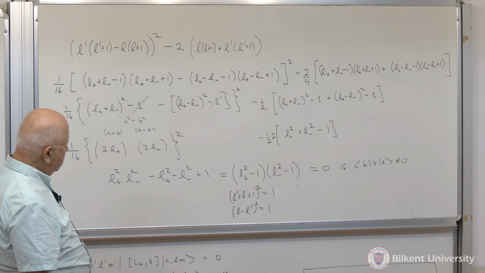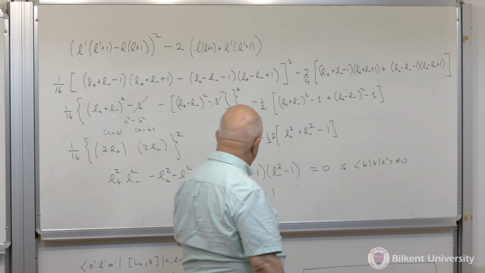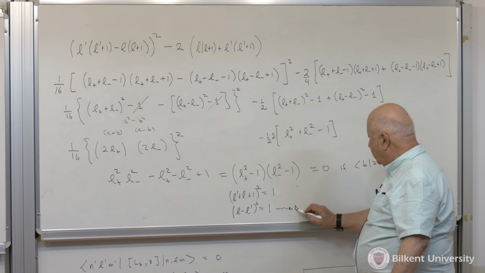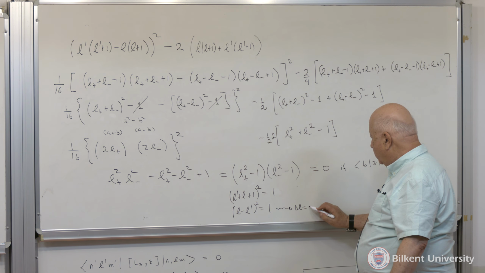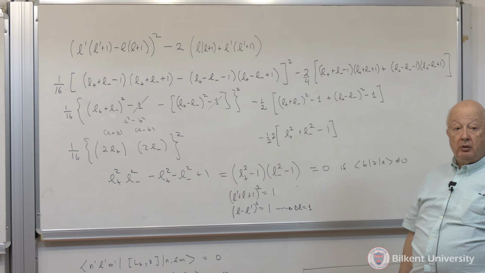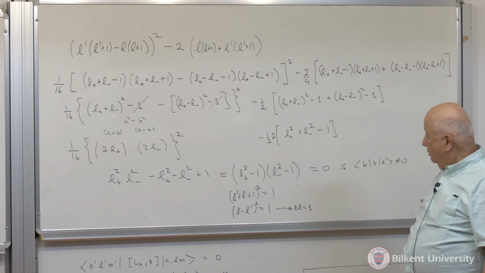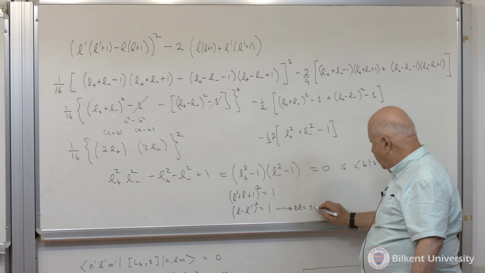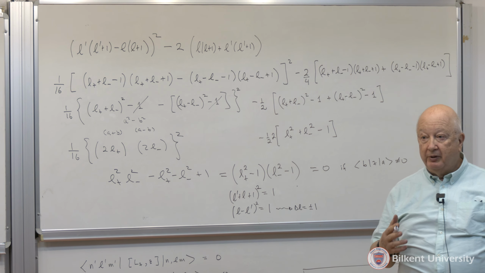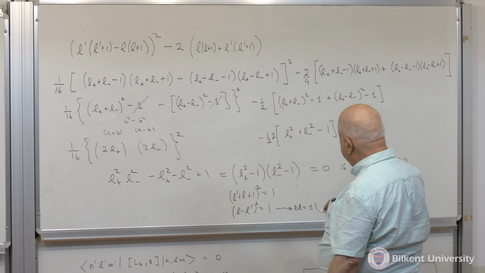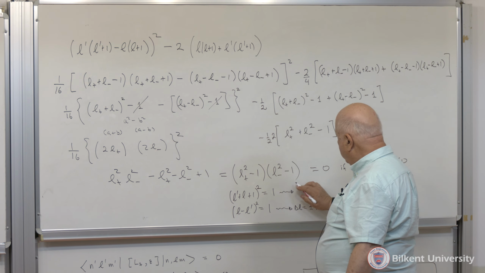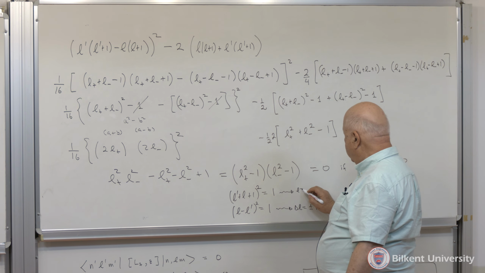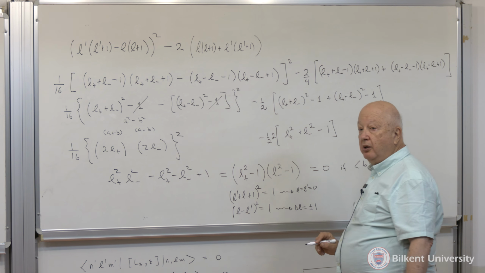So now let's just analyze these things. This one says you can have delta L equal to 1, and then delta L is equal to plus or minus 1. So that's one possibility. This one says the only way this can be equal to 1 is if L prime equals 0.